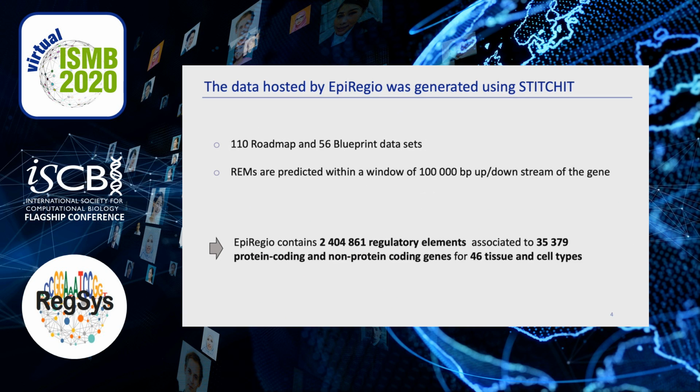The data hosted by EpiRegio was generated by applying StitchIt to 110 samples from the RoadMap Consortium and 56 samples from the Blueprint Consortium. And for the data provided by EpiRegio, we considered a window of 100,000 base pairs upstream of the gene's transcription start site, the entire gene body, and a window of 100,000 base pairs downstream of the gene's transcription termination site. So we even take distant regulatory elements into account. In total, EpiRegio contains more than 2 million regulatory elements, which are associated to more than 35,000 protein coding and non-protein coding genes for 64 tissues and cell types.